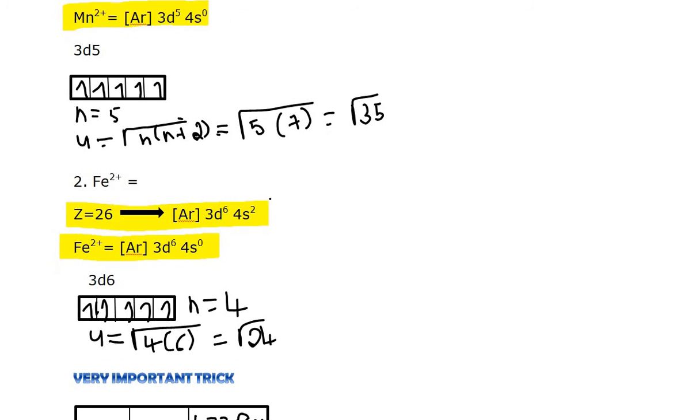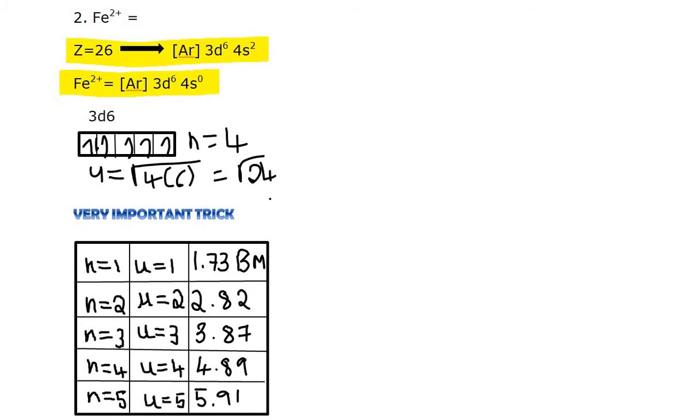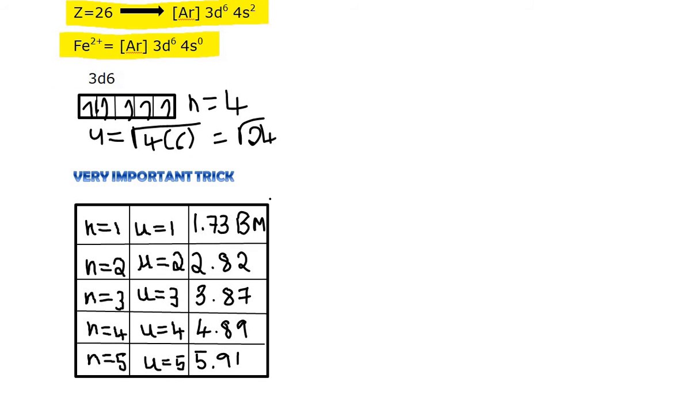So I'll tell you one very important trick. By seeing the value of n, you can just write down the magnetic moment, for example for Fe2+. The trick is: if n is equal to 1, the magnetic moment will be 1.73. You need to keep those values in your mind.